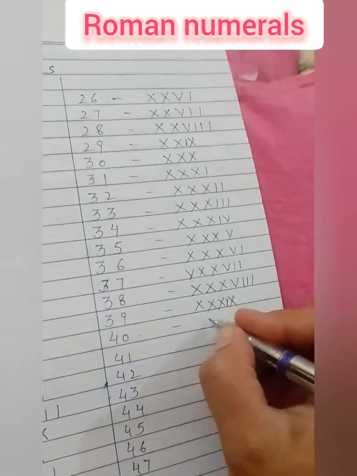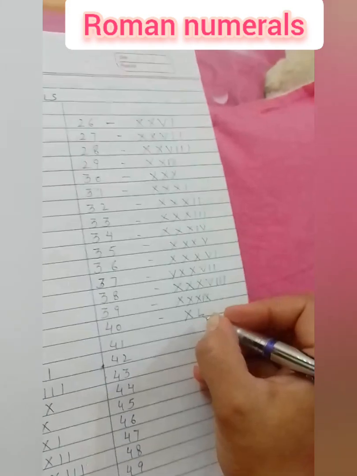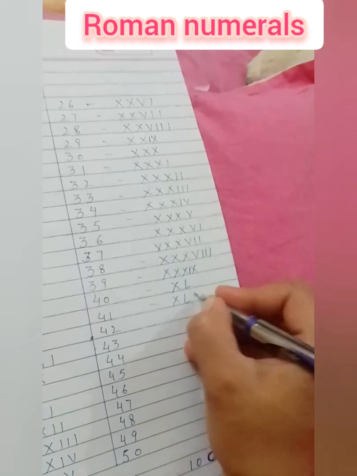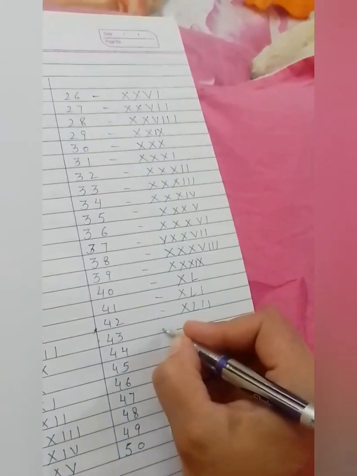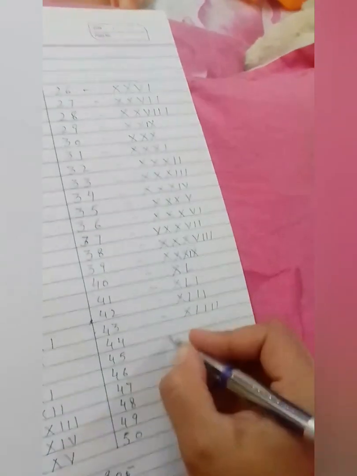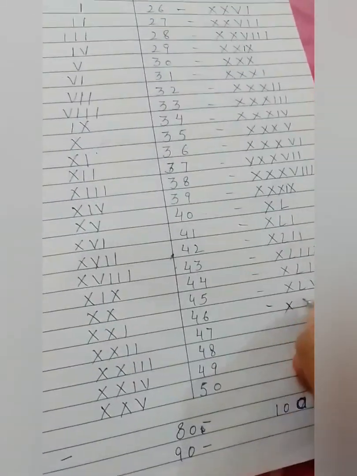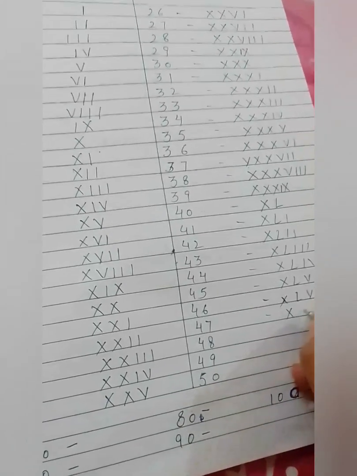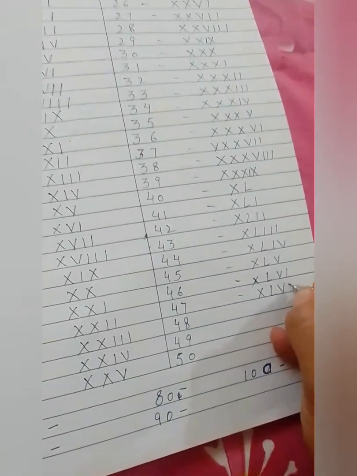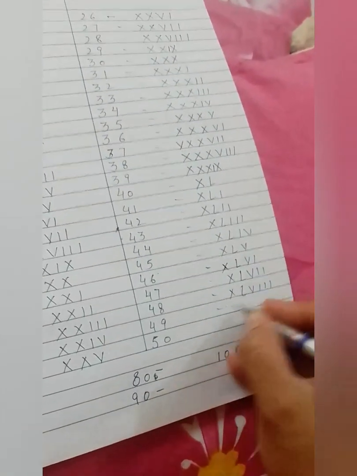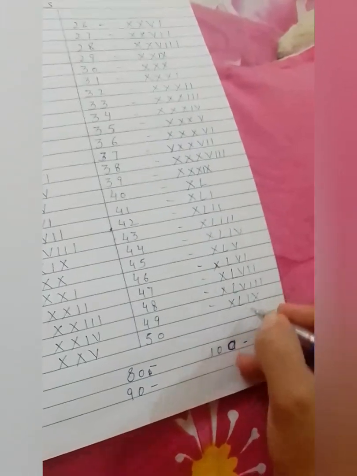And 40 becomes X and L. 40 means we are subtracting 10 from 50. 41 is XLI, 42 is XLII, 43 is XLIII, 44 is XL and IV, 45 is XLV, 46 is XLVI, 47 is XLVII, 48 is XLVIII, 49 is XL and IX. 50 becomes L. This is 50.